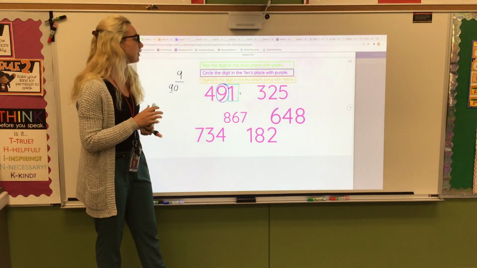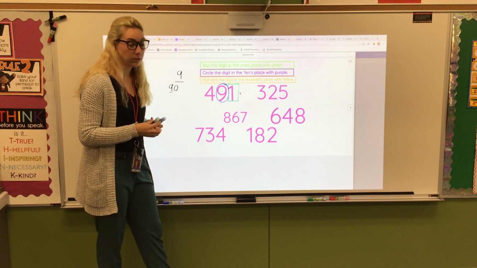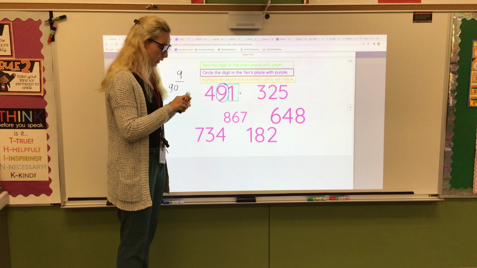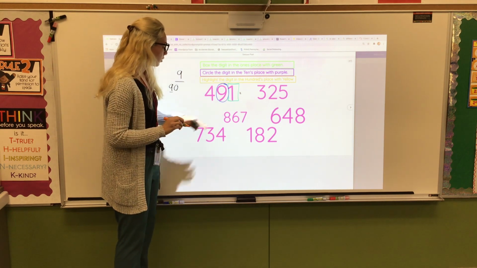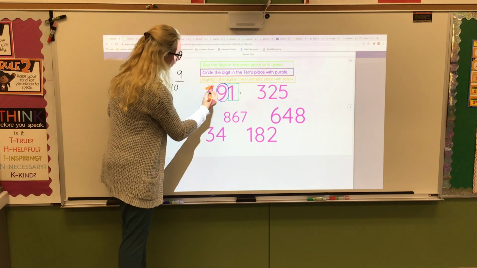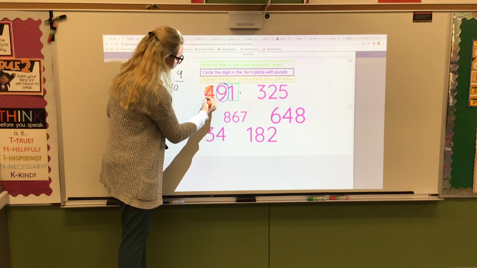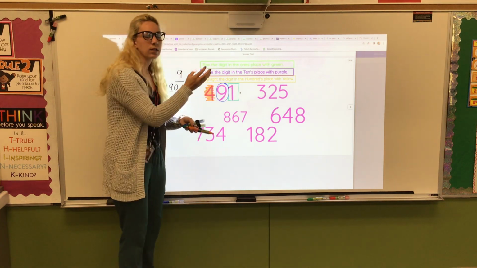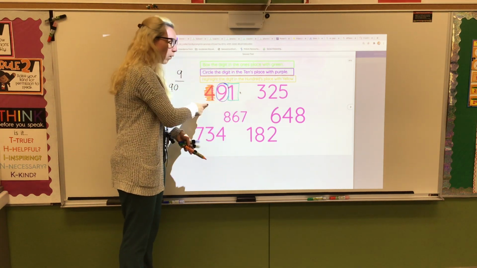And then it says highlight the digit in the hundreds place with yellow. I don't have yellow either, but I do have orange. So I'm going to highlight it with orange. So we have ones, tens, you guessed it, hundreds. Alright? Not too difficult. Do you see how I did all 3 things here on one number?